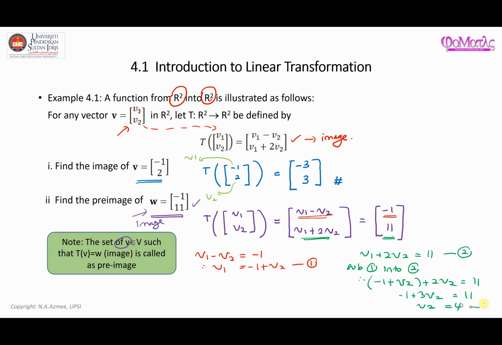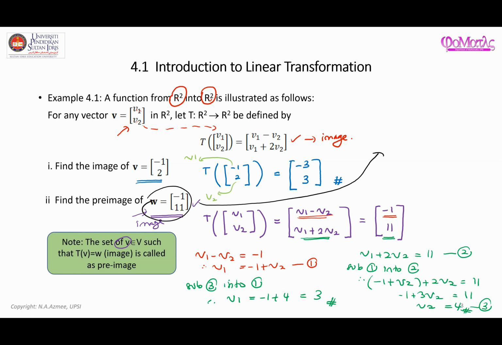Okay, so I'm going to call this 3. And then next, I'm just going to substitute 3 into 1. Therefore, v1 is negative 1 plus 4, which is equal to 3. So here are the values of v1 and v2. Okay, and therefore the answer to this question, you can write down the answer here. I'm sorry for going all over the slide, I just don't have enough space for this one here.